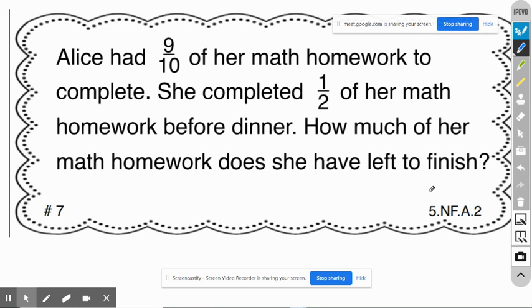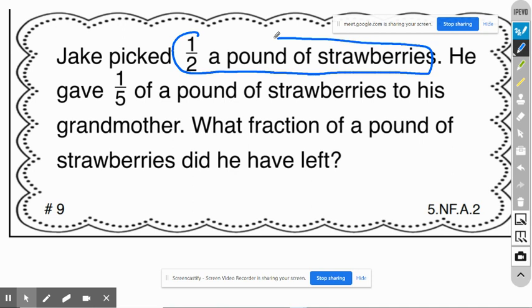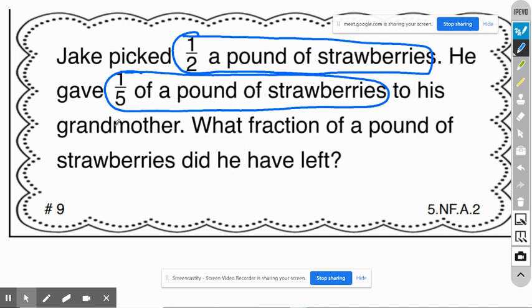Before we wrap this up, I will have you write down this about the wording. You can use it on the test. Let me try another one and see if we figure out that there are quite a few of them here. Jake picked 1/2 a pound of strawberries. He gave 1/2 of a pound of strawberries to his grandmother. What fraction of a pound of strawberries did he have left?